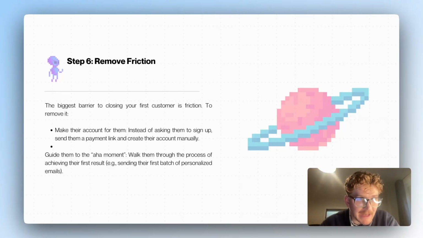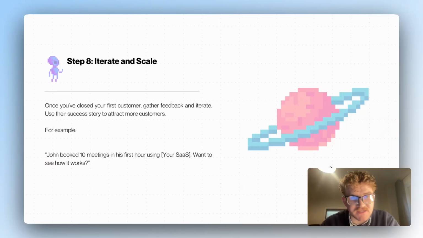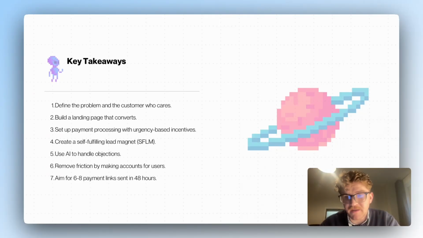Remove friction by helping them set up their account, and aim for 6 to 8 payment links sent each day. You can aim for 6 to 8 in 48 hours, but if you want to really go for it and get your first customer, then do that. Use Get Seer for social signals like Reddit and Twitter. Find these people online where they hang out, ask them to pay for your stuff, and then go from there.